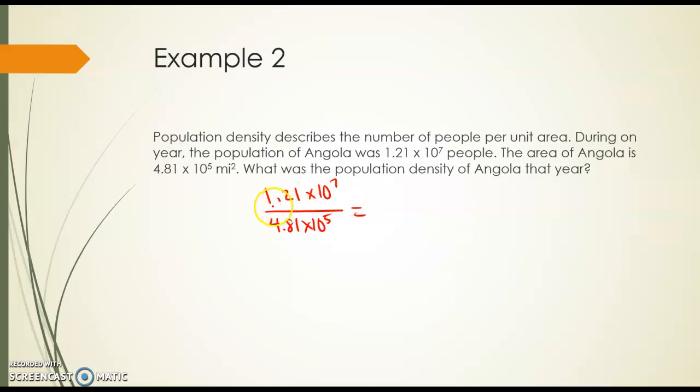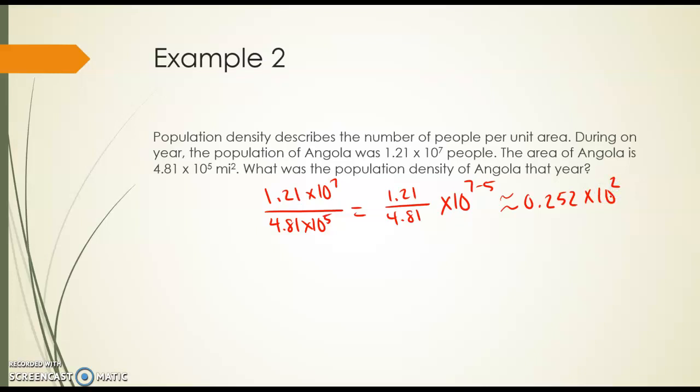Right now we're just going to leave it as 1.21 over 4.81, and then that's going to be times 10 to the, and we're going to do 7 minus 5. So 1.21 divided by 4.81 equals, I really should make those approximate because we're going to round, approximately 0.252 times 10 to the 2nd power.